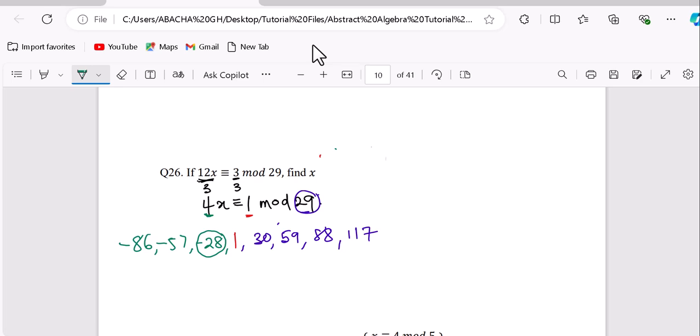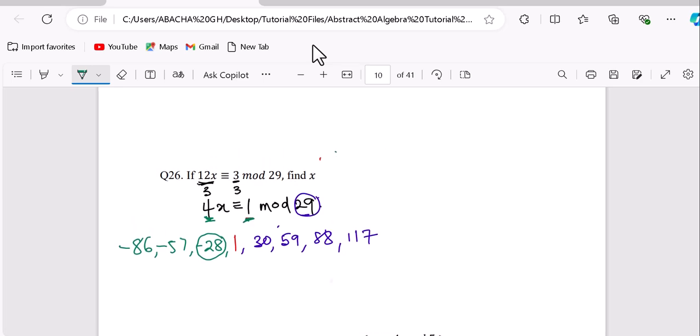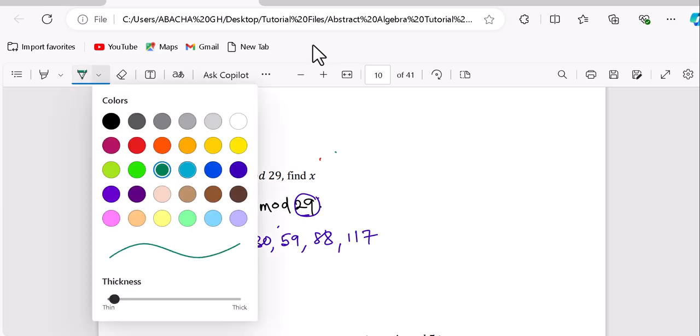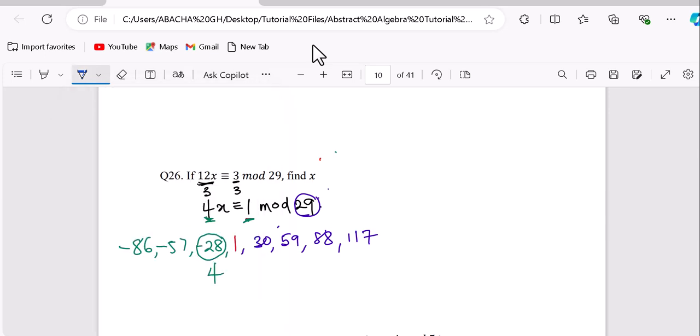As you are listing the numbers, you should also be checking which number is divisible by the number that is on the left hand side of the congruence. Since negative 28 is divisible by 4, I'm going to replace the 1 here with negative 28. And so I'll now write my congruence, let me use a different color, as 4x congruent to negative 28 mod 29, like this.